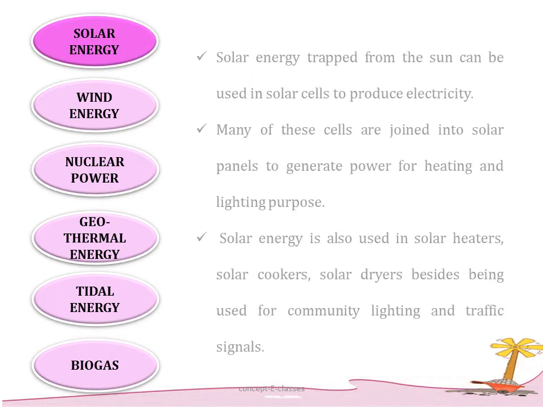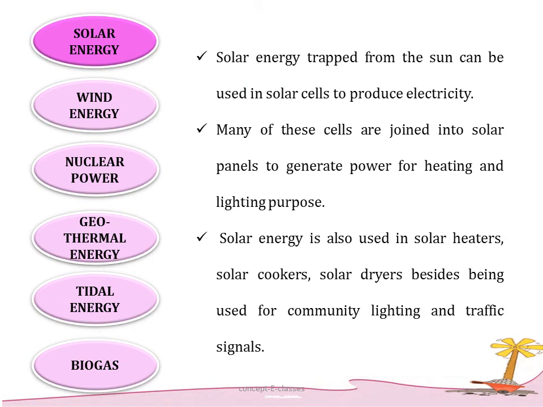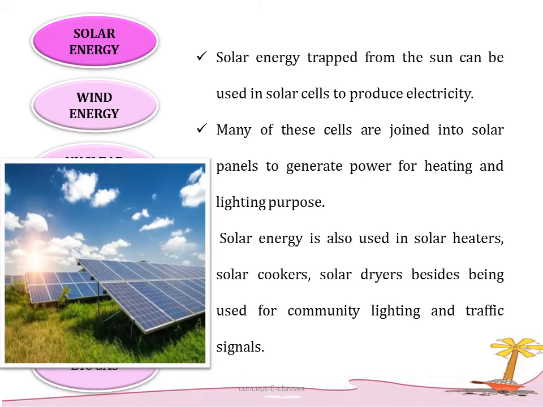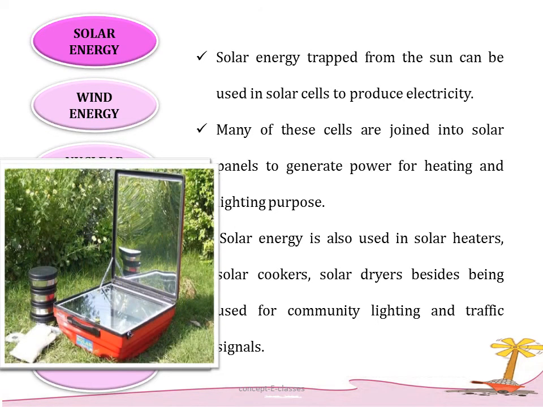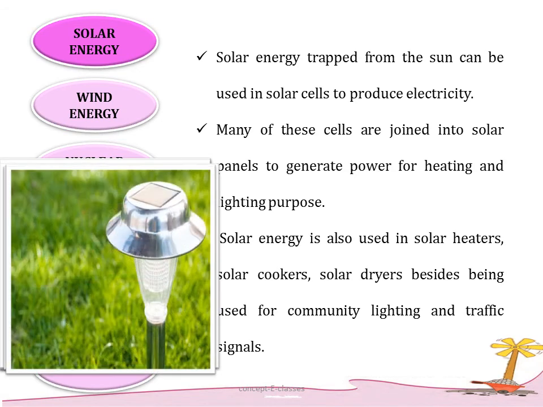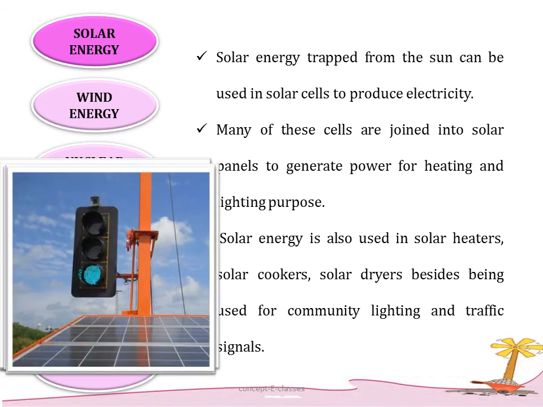So the first one is solar energy. We know that the sun's heat and light energy can be felt by us every day. The solar energy trapped from the sun can be used in solar cells to produce electricity. Many of these cells are joined into solar panels to generate power for heating and lighting purposes. Solar energy is used in solar heaters, solar cookers, solar dryers, and also for community lighting and traffic signals.